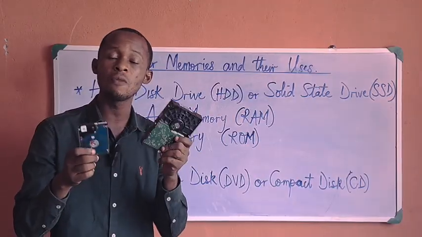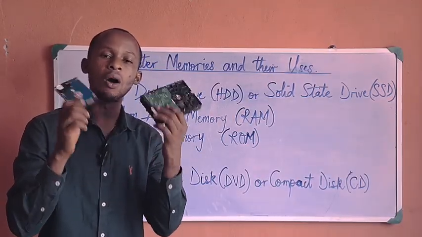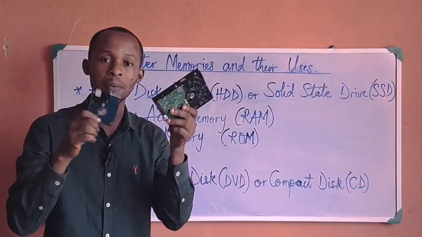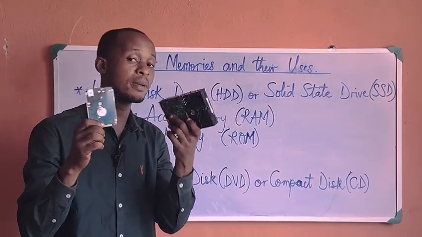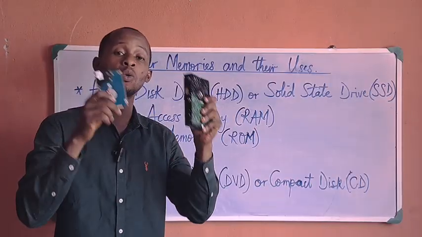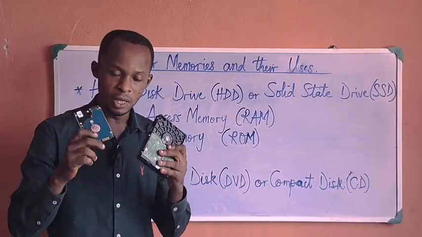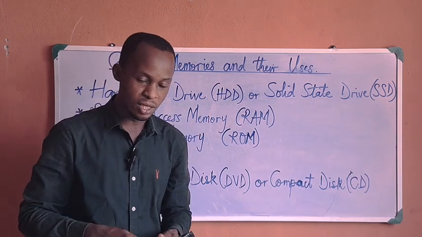Okay, so the function of the hard disk drive is to help us to store our work on the computer permanently. And permanently simply means that even when your computer is off, you can still retrieve your work when you turn the computer back on to continue from where you stopped. Okay, that is it about the hard disk drive.